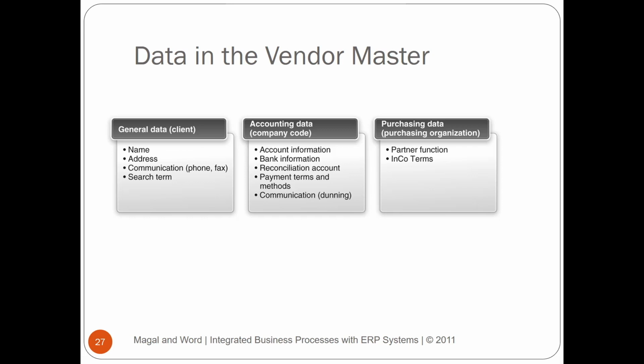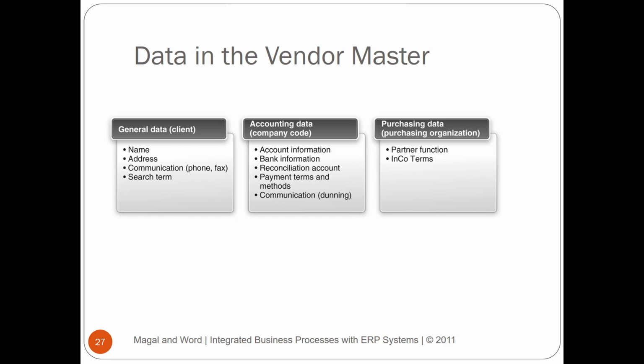For accounting data, it includes tax-related data, bank data, and payment terms and methods. These data are defined at the company code level. The accounting department will typically complete this segment of the vendor master. And the accounting data must also specify the reconciliation account in the general ledger.